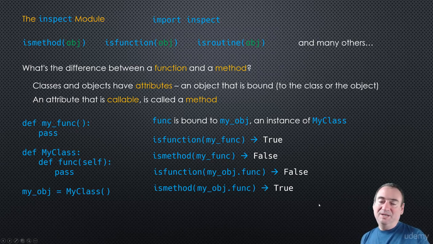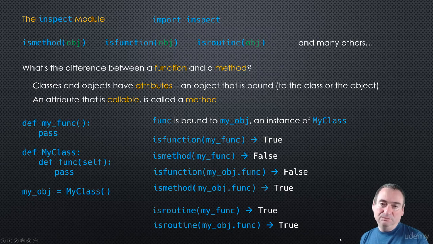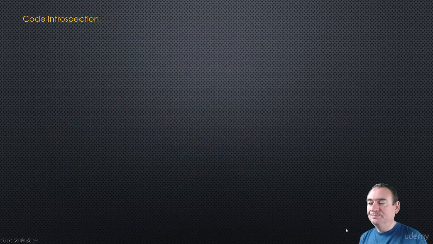So you have this way of being able to distinguish between bound and unbound callables, essentially. If you don't care, you can also use isroutine. isroutine will basically look at whether it's a function or a method and then return true for either. So isroutine for my func will return true, and for my object.func will also return true. So it kind of depends on what you want to do. Those are three interesting calls in the inspect module.